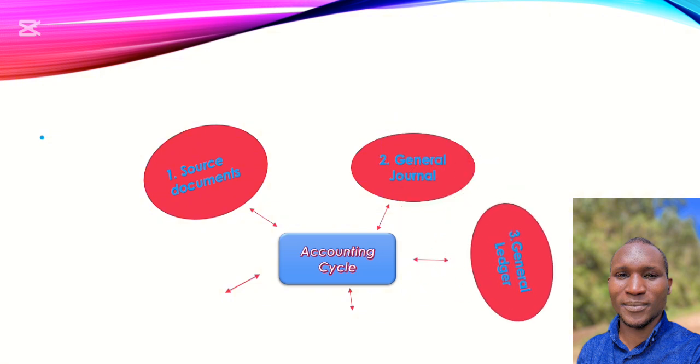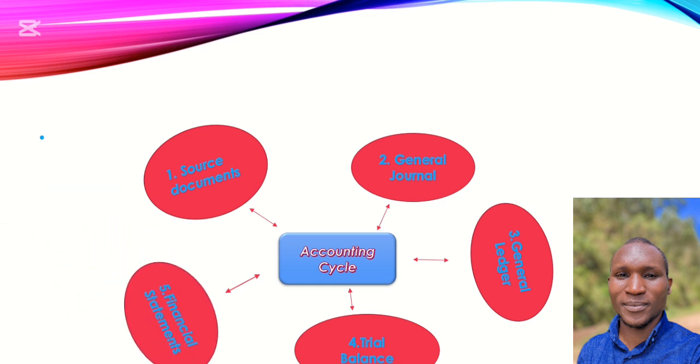After completing the general ledger, you need to ensure that there is accuracy, that there is a balance between debit and credit, by preparing what you call a trial balance. When you finish with the trial balance, the last step is the preparation of financial statements.